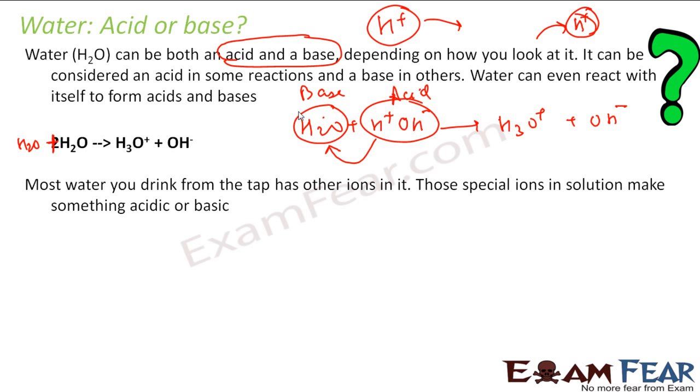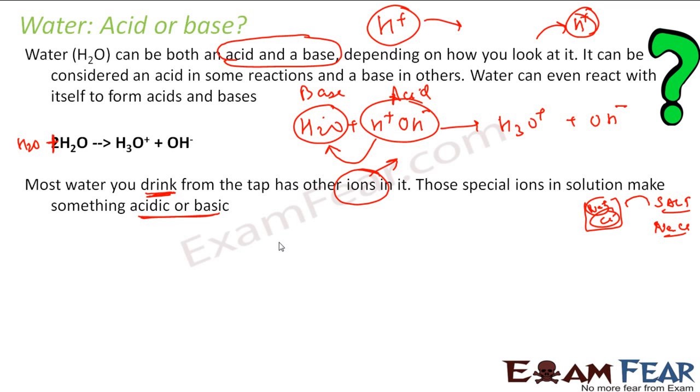Now, if you see the water we drink, the drinking water I'm talking about, it has ions in it. And these ions also make them acidic or basic. Example, in water, you put salt, common salt, that is NaCl. NaCl will become Na+ and Cl- ions, right? So this is Na+ and Cl- ions.